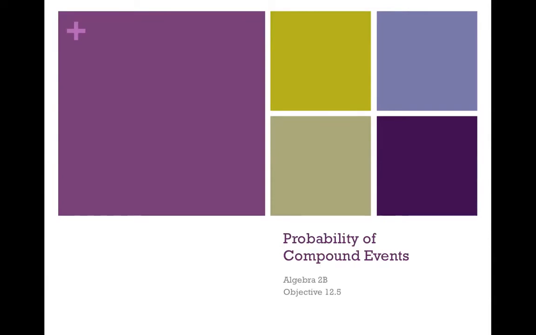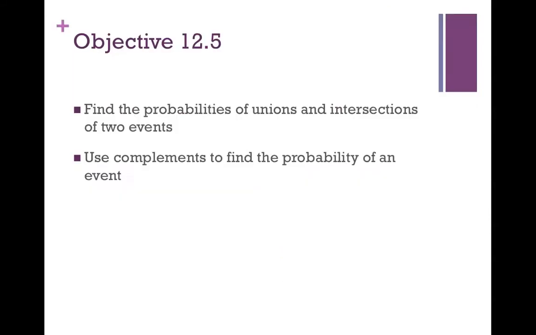Objective 12.5, Probability of Compound Events. In Objective 12.5, we want to be able to find the probabilities of unions and intersections of two events. We also want to be able to use complements as a way to find the probability of an event.